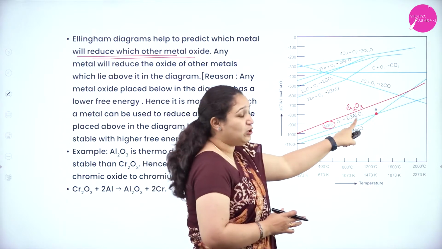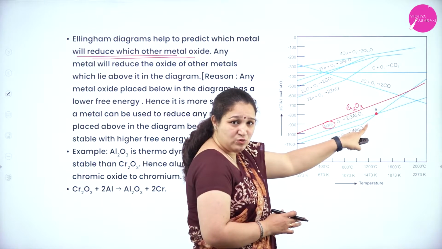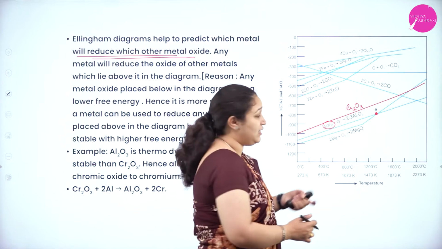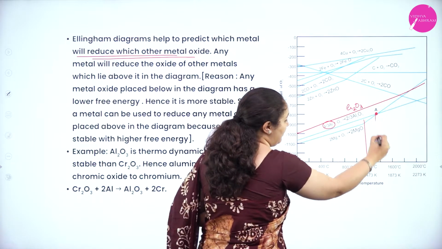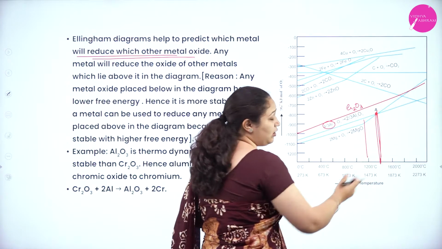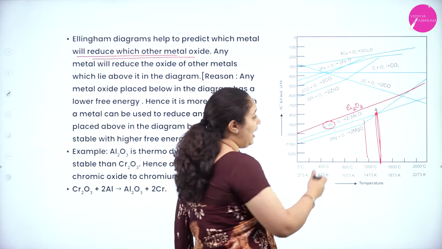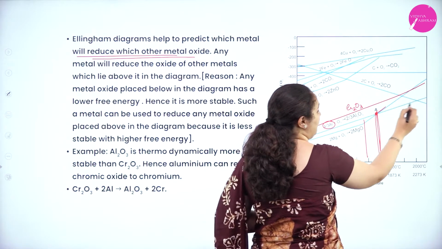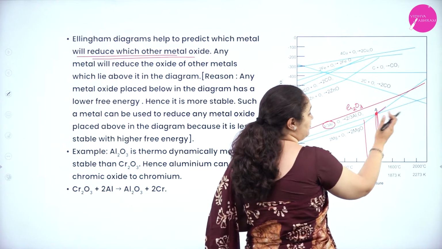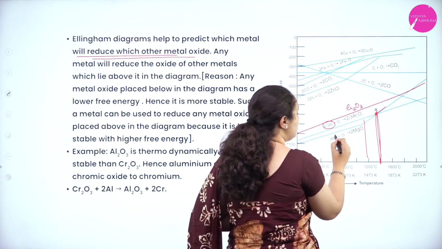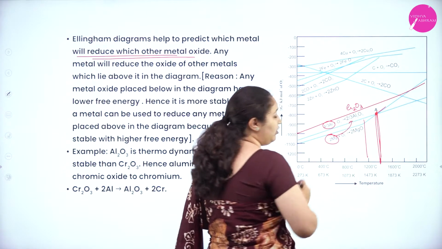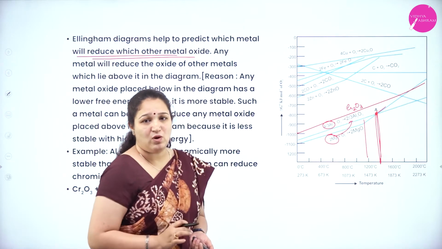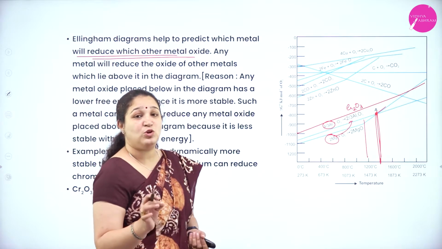Similarly, if I take aluminium oxide, I can use magnesium as a reducing agent up to this particular temperature, not after that. Why? After that you can see magnesium is going above and the aluminium is below. So below this temperature, I can also use magnesium metal for reduction of aluminium oxide. This is what you can predict.